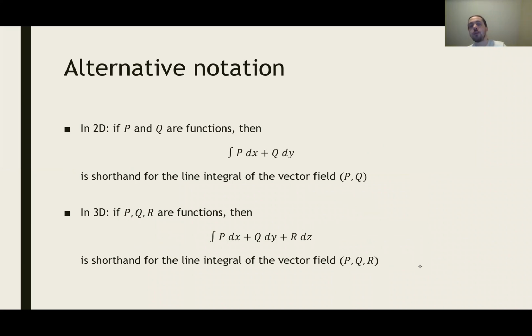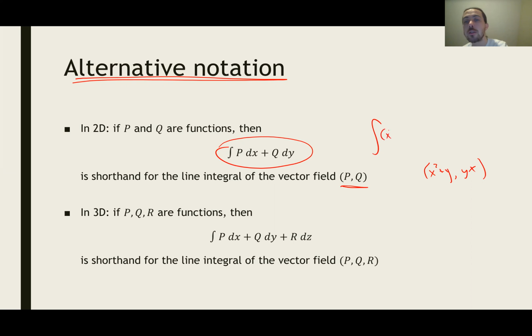Now, many times you'll see an alternative notation for this. If we're doing a line integral over a vector field P comma Q, where P is the horizontal and Q is the vertical component of the vector field, then you'll often see the line integral written as the integral of P dx plus Q dy. So for example, if we had the vector field x squared plus y, yx, then this would be written as a line integral of x squared plus y dx plus y times x dy. That's alternative notation. It makes it a little bit shorter to write down.